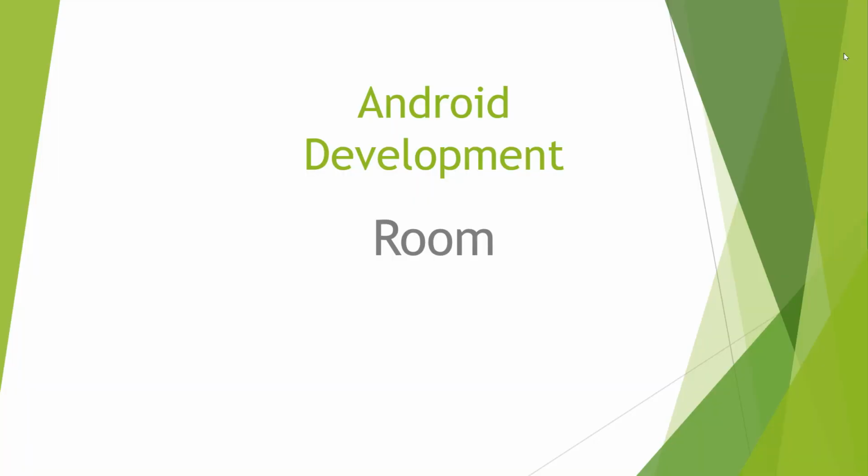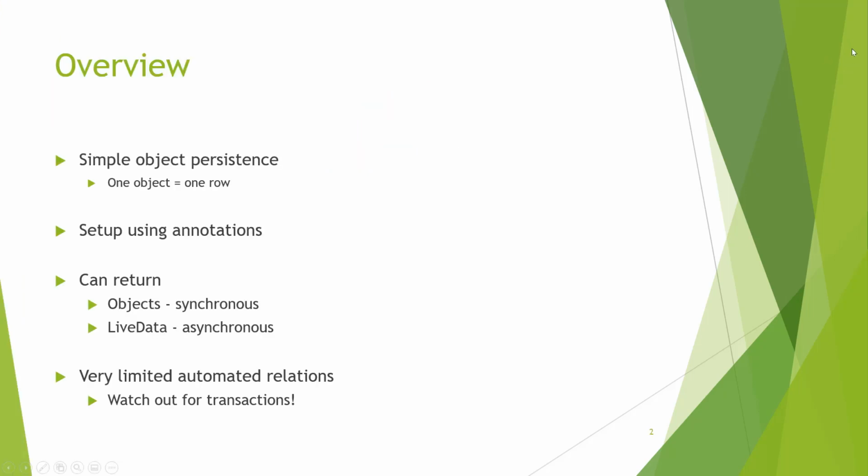Let's talk about the room abstraction for databases in Android. To start with, this is some really simplistic object persistence. Don't think of this as a normal object relational mapping or ORM. This is really one object equals one row in a database, and that's pretty much all you're doing with it.